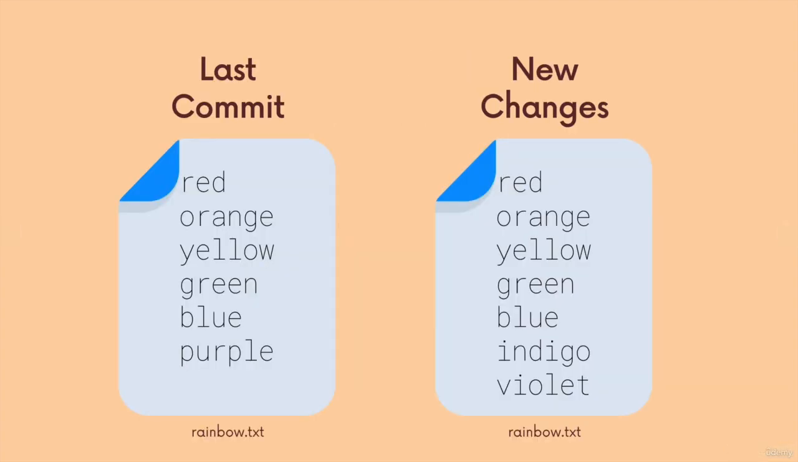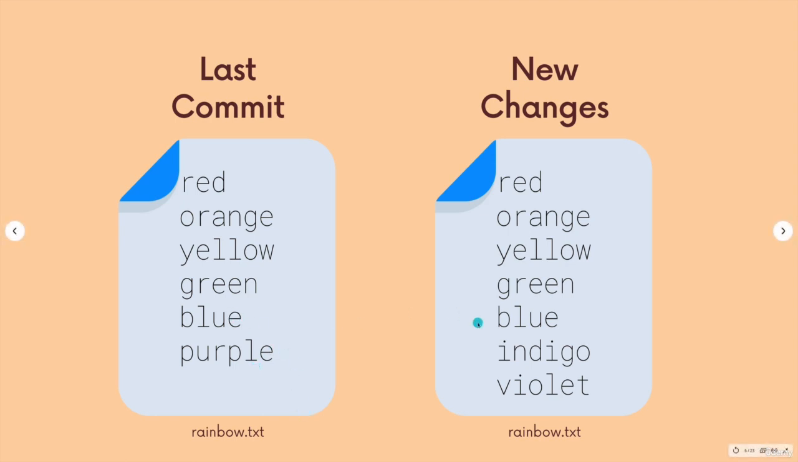So for these diagrams, I'm using a very simple example of a repository where we have a file called rainbow.txt. And I made a commit. It looked like this: red, orange, yellow, green, blue, purple. That's how I learned the rainbow when I was a little kid. It was just blue and purple at the end.